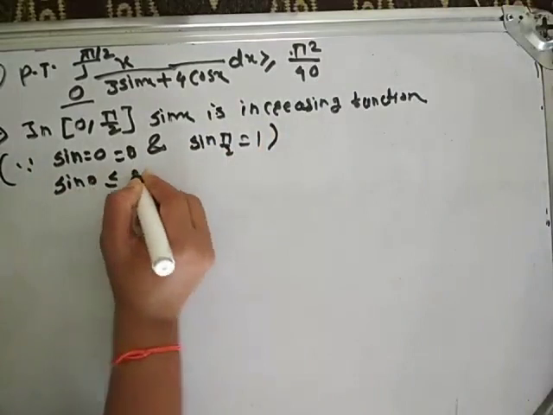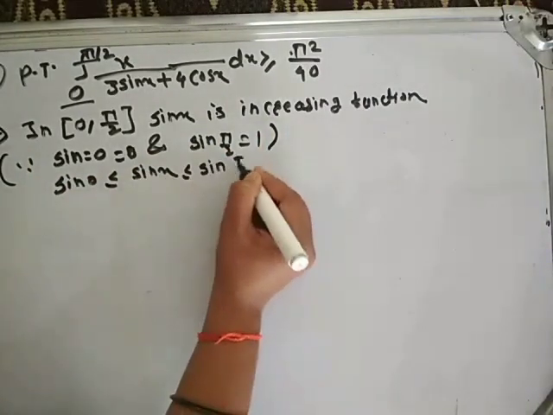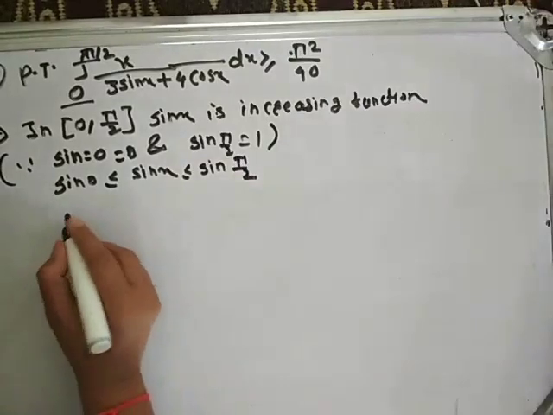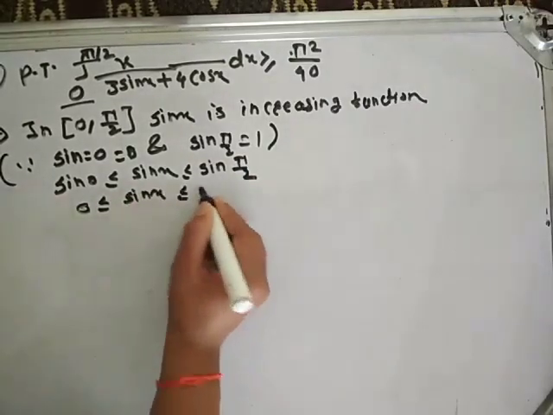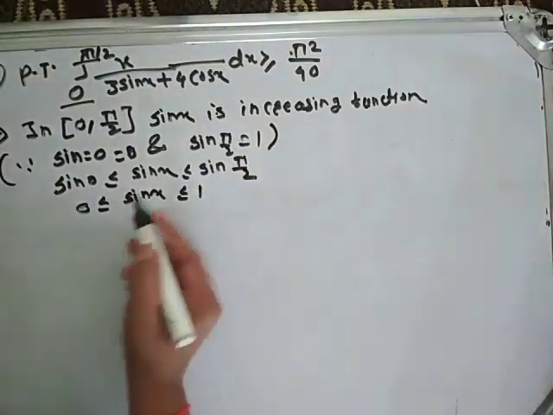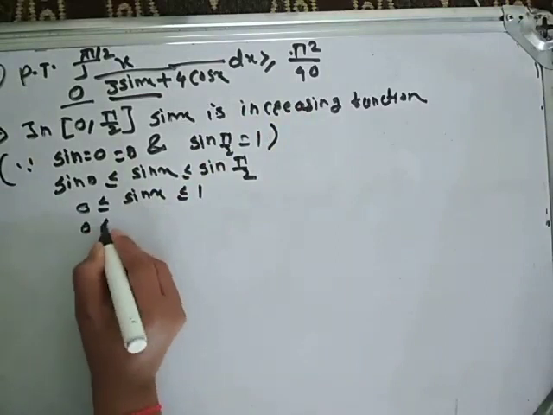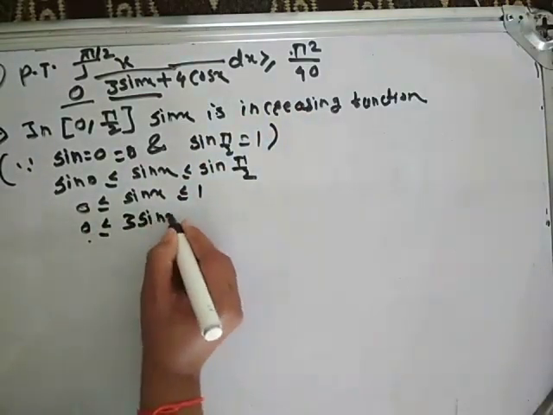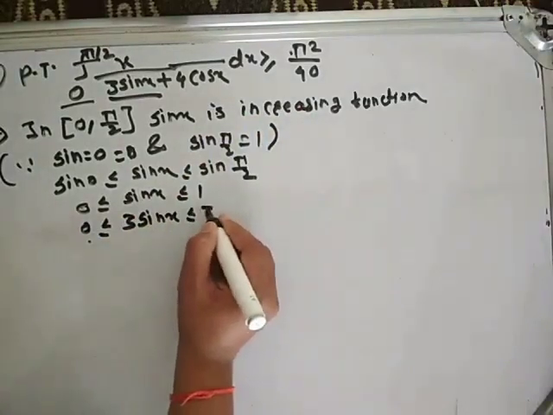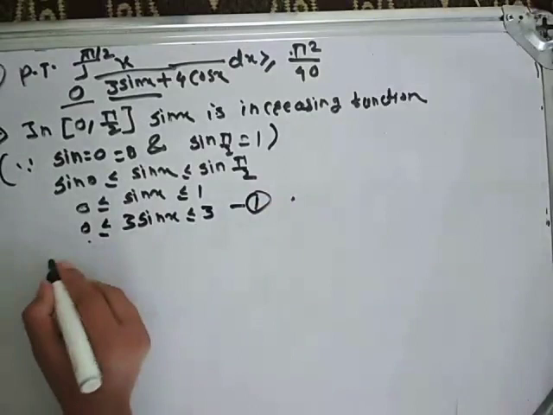Sin 0 is less than or equal to sin x is less than or equal to sin pi by 2, obviously. Therefore 0 is less than or equal to sin x is less than or equal to 1. Here we require 3 into sin x, so we will multiply throughout by 3. So we will get 0 is less than or equal to 3 sin x is less than or equal to 3. Call this equation number 1.